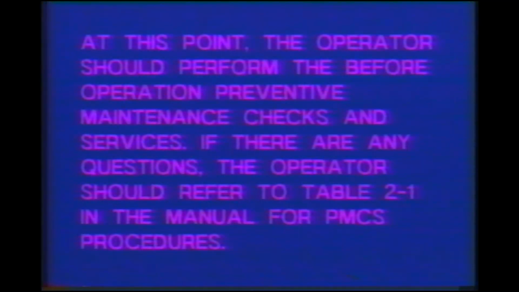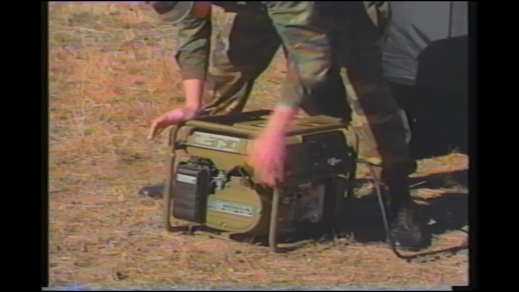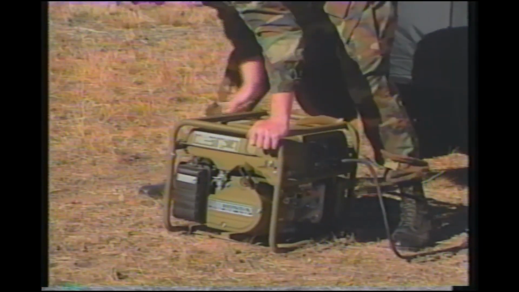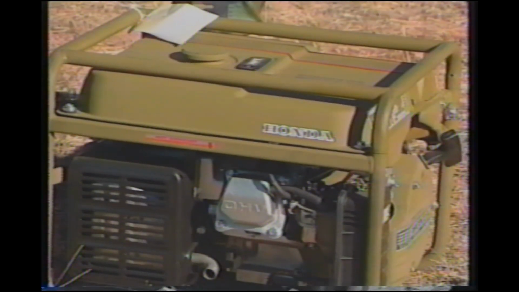At this point, the operator should perform the before operation preventive maintenance checks and services. If there are any questions, the operator should refer to Table 2-1 in the manual for PMCS procedures. Perform a visual inspection of the generator and generator frame looking for broken, bent, or missing parts. Ensure the spark plug wire is securely attached to the spark plug, and make certain the ground cable and terminal are securely attached and properly grounded.